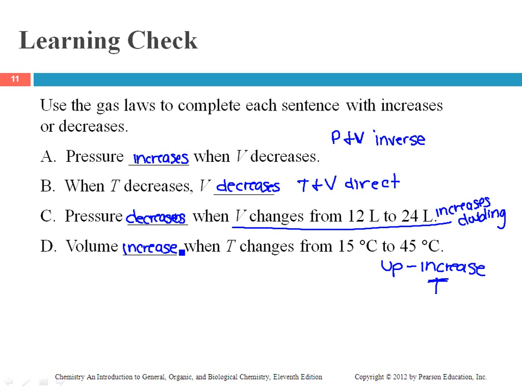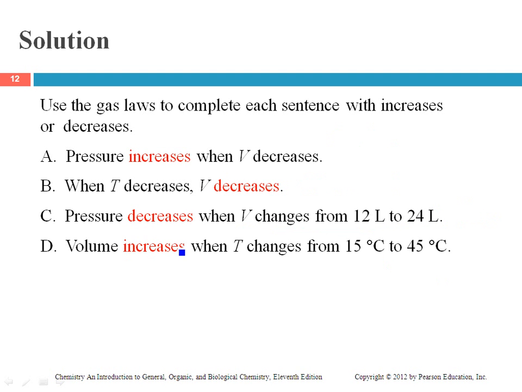Here are the answers just to clarify. Pressure increases when volume decreases. Temperature decreases when volume decreases. Pressure decreases when volume increases, so we have an increase in C. And volume increases when temperature increases. So we have a direct relationship between volume and temperature, and an inverse relationship between pressure and volume. This concludes the video for Section 6.4.